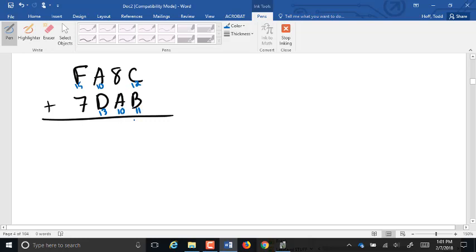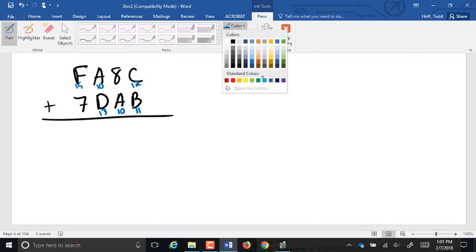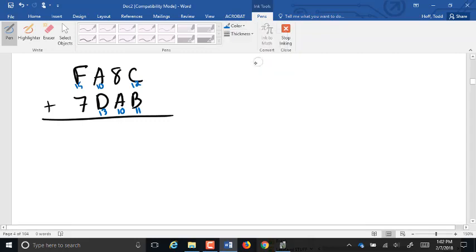So now I've got 12 plus 11, which is 23. 23 is bigger than 16, isn't it? So I'm going to carry my 1 here. I subtract 16. What's left over there? 7. That's a 7 left there.